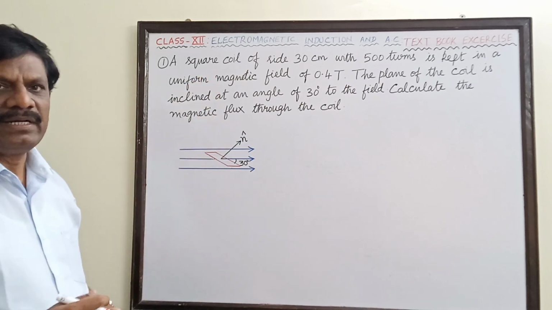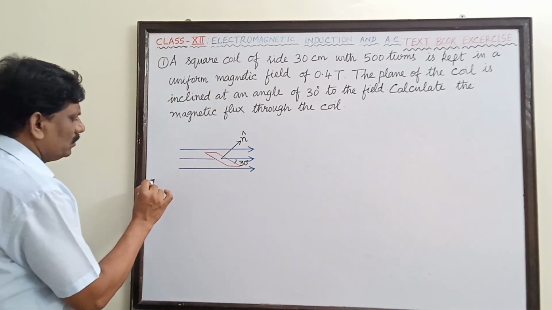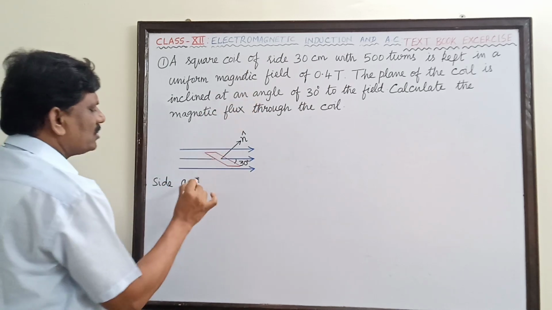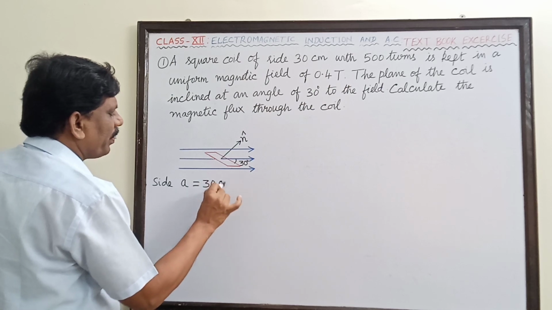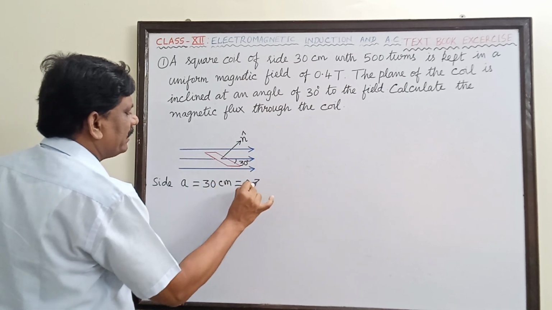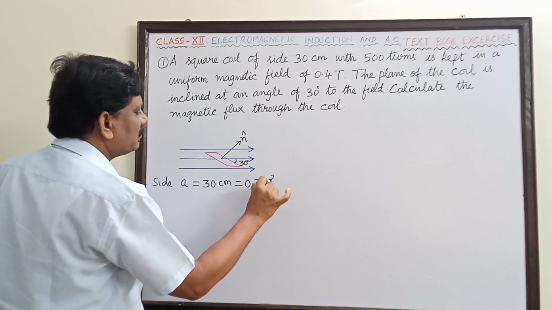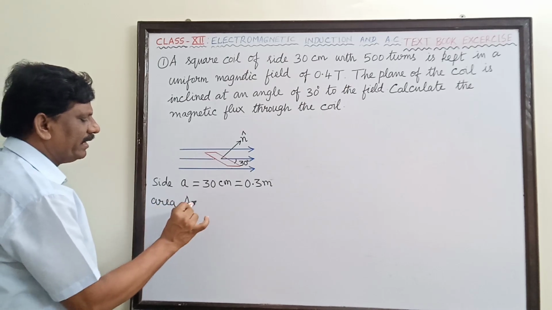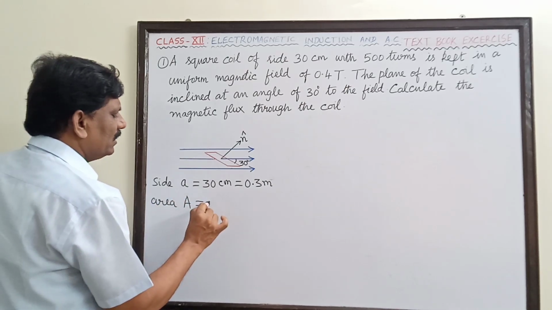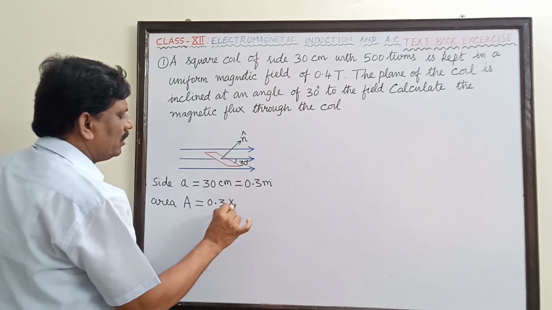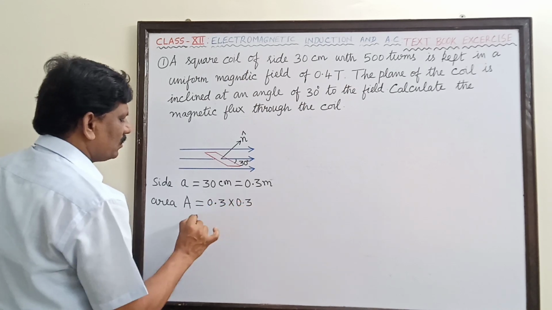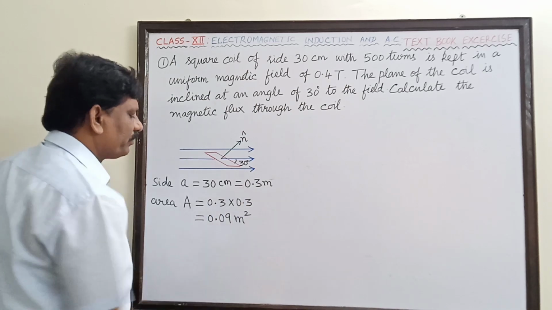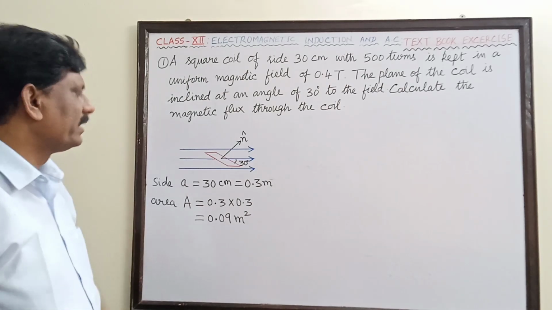Here we will find out what all the given quantities are. Now the side of the square coil, side a, is equal to 30 centimeter, so this is equal to 0.3 meter. So now the area of this coil, capital A, is equal to 0.3 into 0.3. So this is equal to 0.09 meter square.